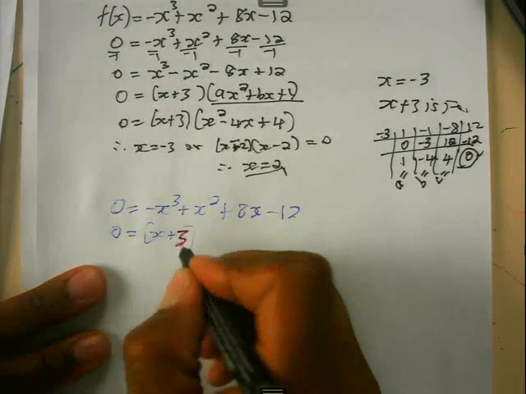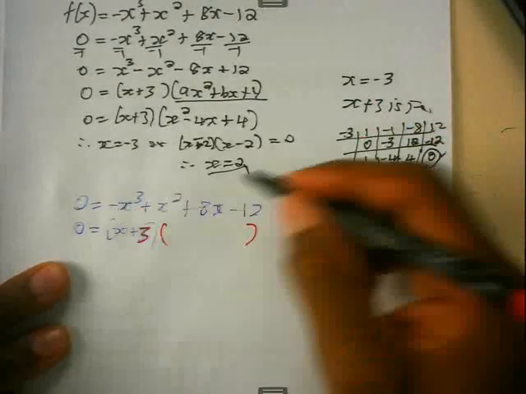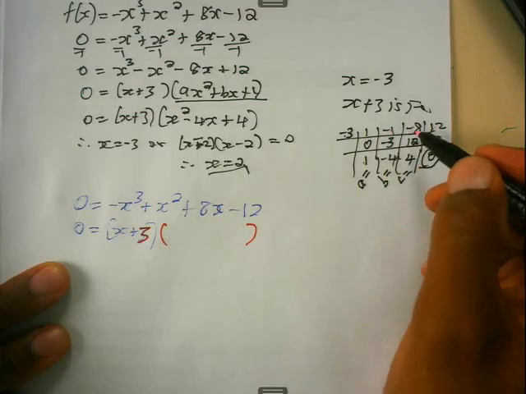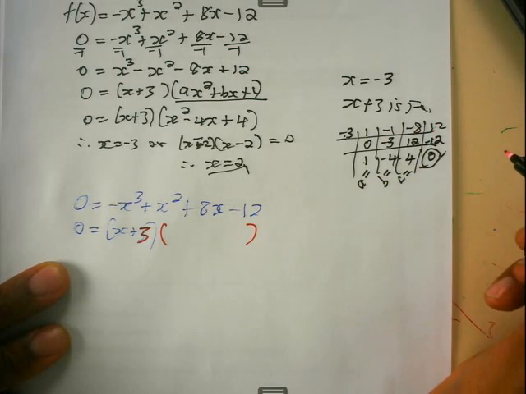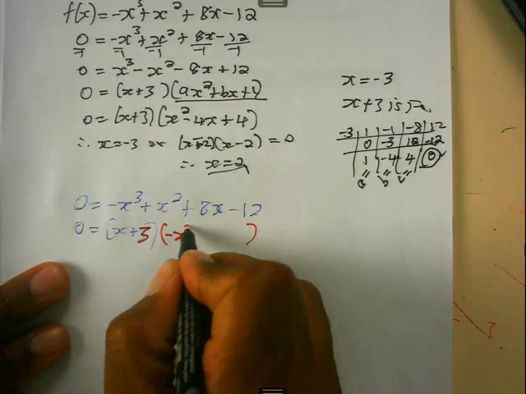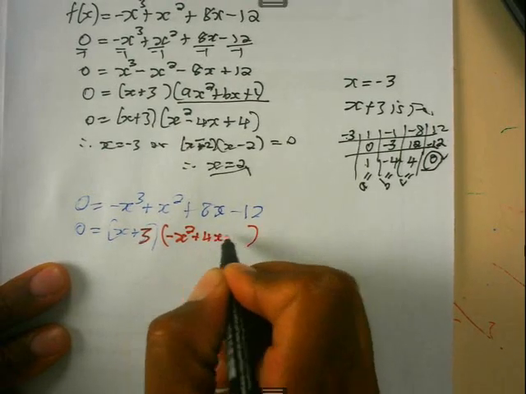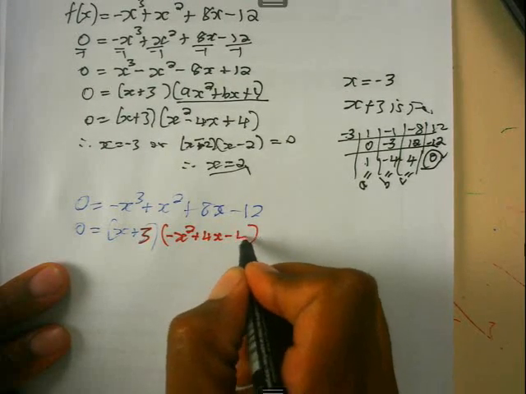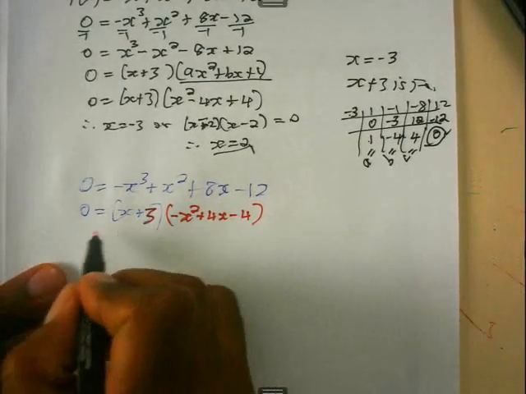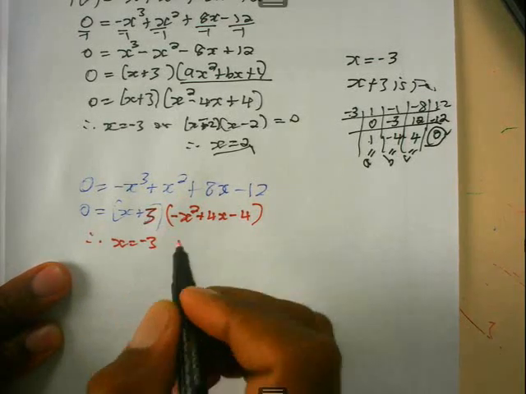And then from here we are going to have this one here. When I solve this one, the coefficients now will be minus 1, positive 1, positive 8, as well as minus 12. Of course, the answer that I will get there will be minus x squared, plus 4x, and minus 4. Right, boys and girls, what I want you to get right here is that you can now say, therefore, x is equal to minus 3.